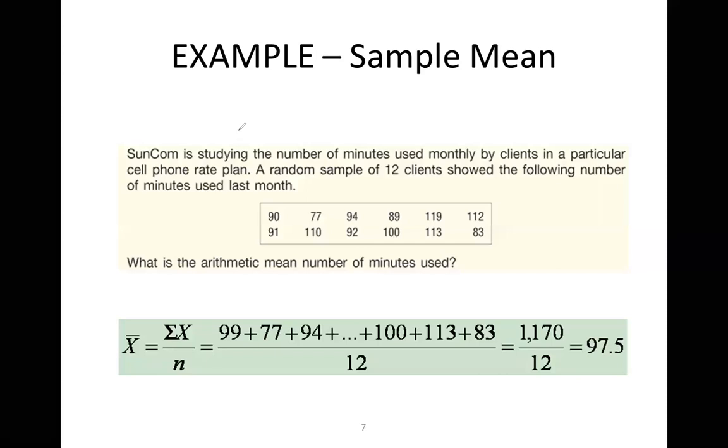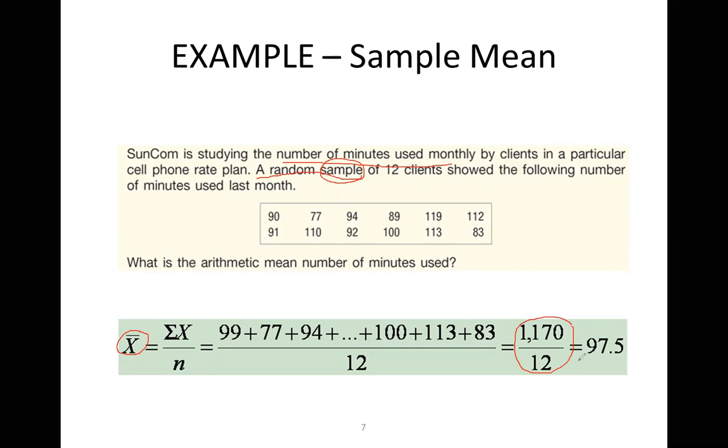So we have Suncom studying the number of minutes used monthly by clients in a particular cell phone rate plan, a random sample. So now it's given directly and clearly in the example that we have sample data. In that case, if you are calculating the mean, it's just the same way: adding them and dividing the sum by the number. But we say that is x bar, not mu, just to say we are calculating the mean from sample data, not from the population. The same formula, just different notations to differentiate.